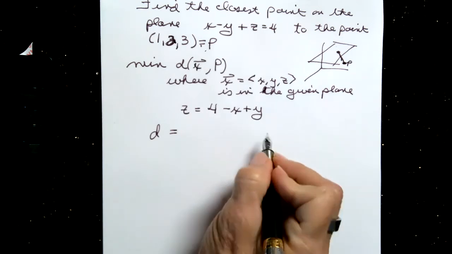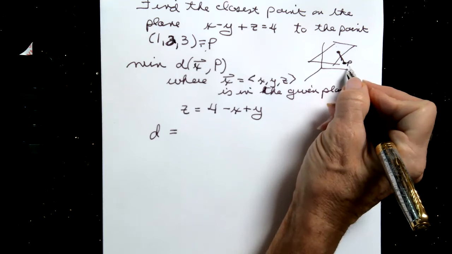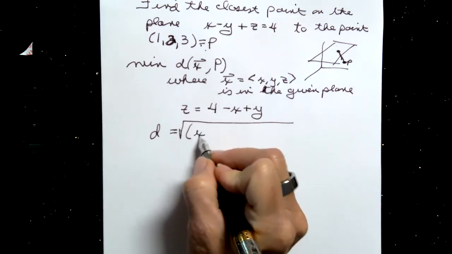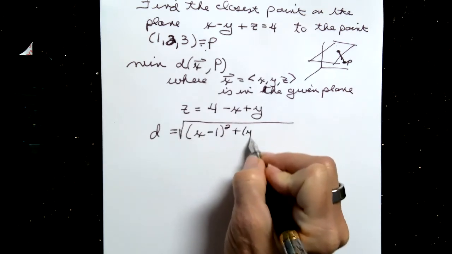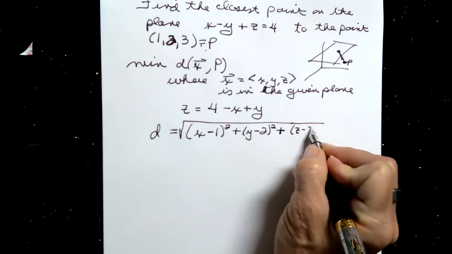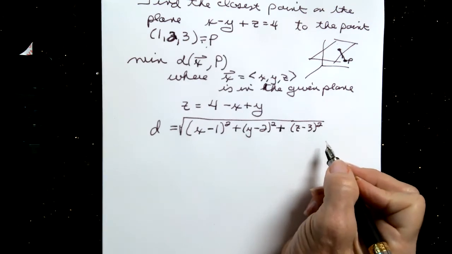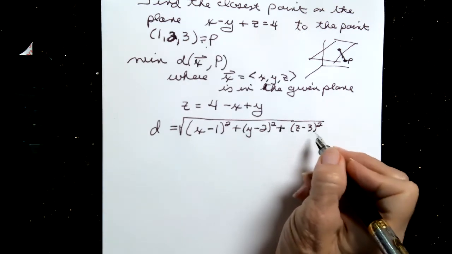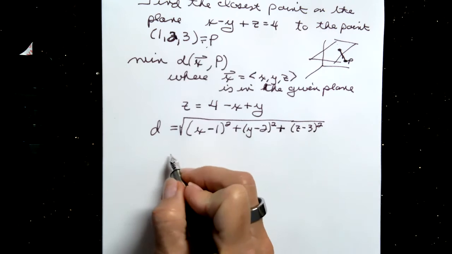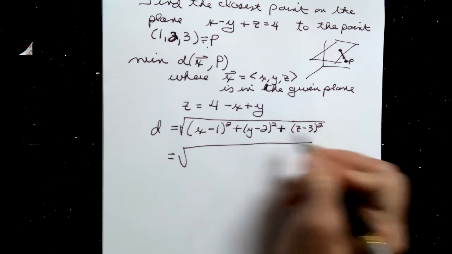Well, if xyz lies on the plane, then the distance from xyz to this point P, which is the point 1, 2, 3, is going to be the square root of x minus 1 squared plus y minus 2 squared plus z minus 3 squared. Okay, and so that's the distance from any point xyz in the plane to the point P.